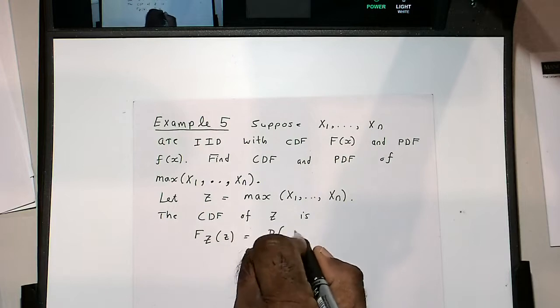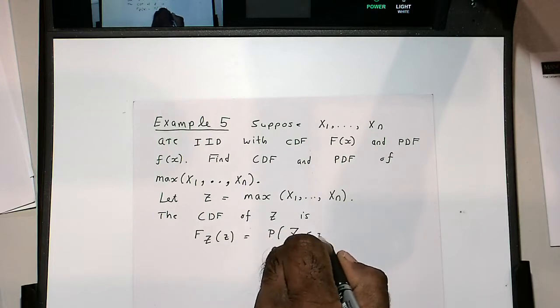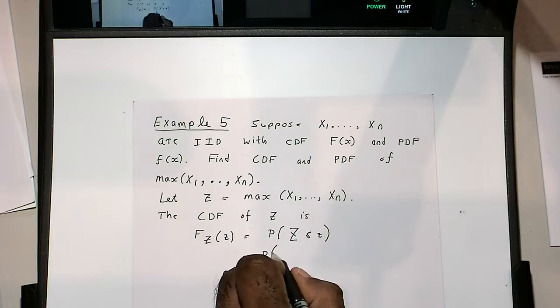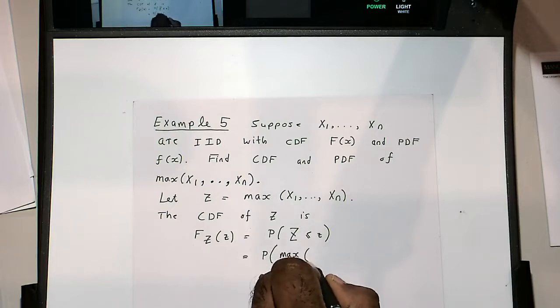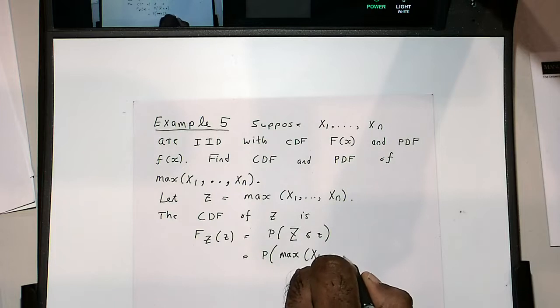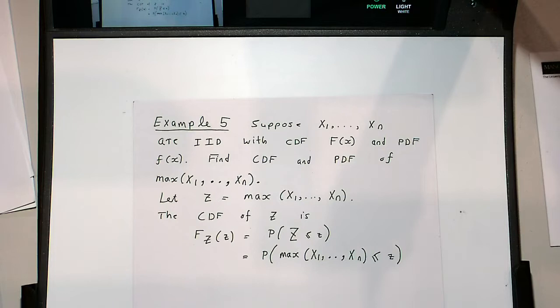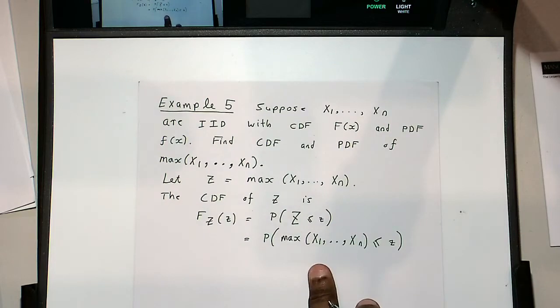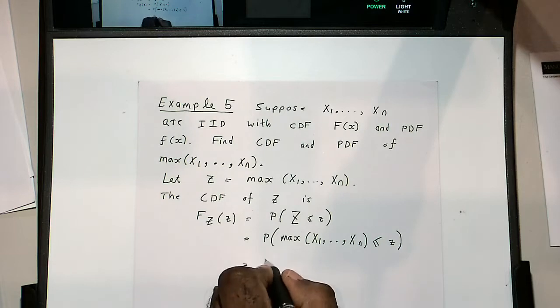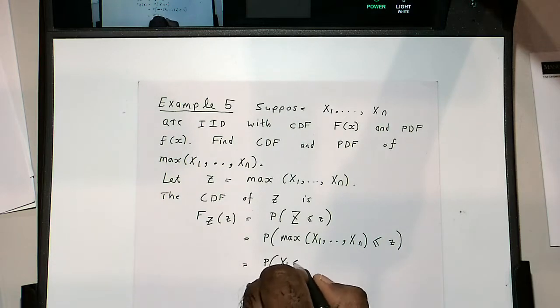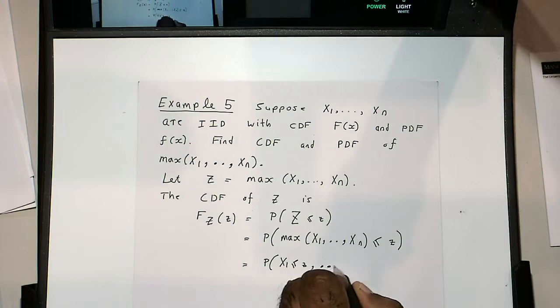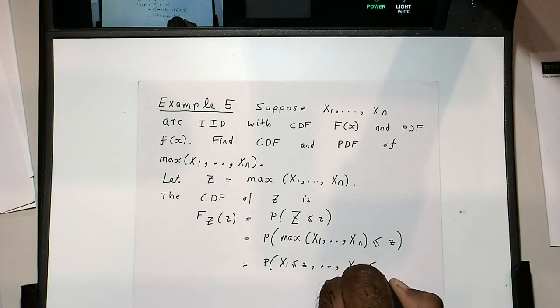This is the probability that capital Z is less than or equal to little z, and this is the probability that the maximum of x1 to xn is less than or equal to little z. Now remember, if the maximum of a sequence of numbers is less than something, then every element in the sequence must be less than that. So this is the same as saying the probability that x1 is less than or equal to z, up to xn less than or equal to z.